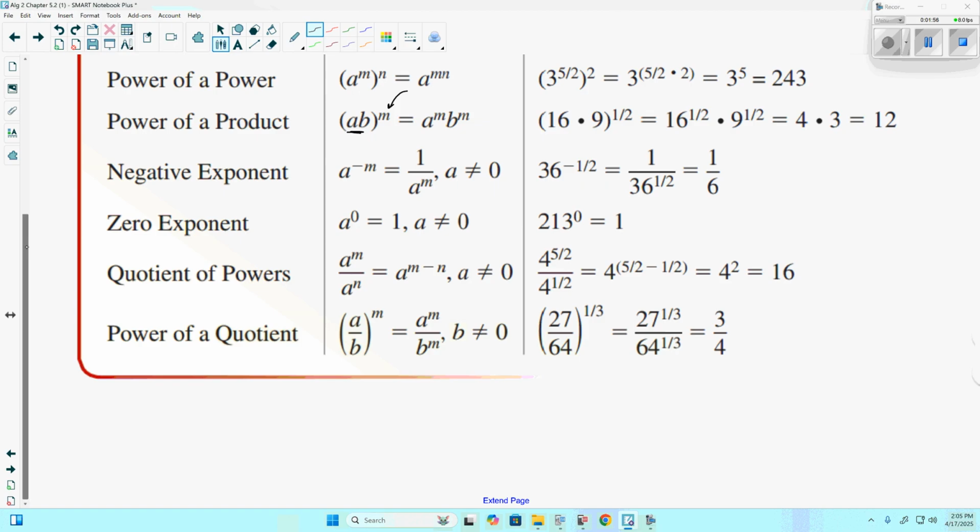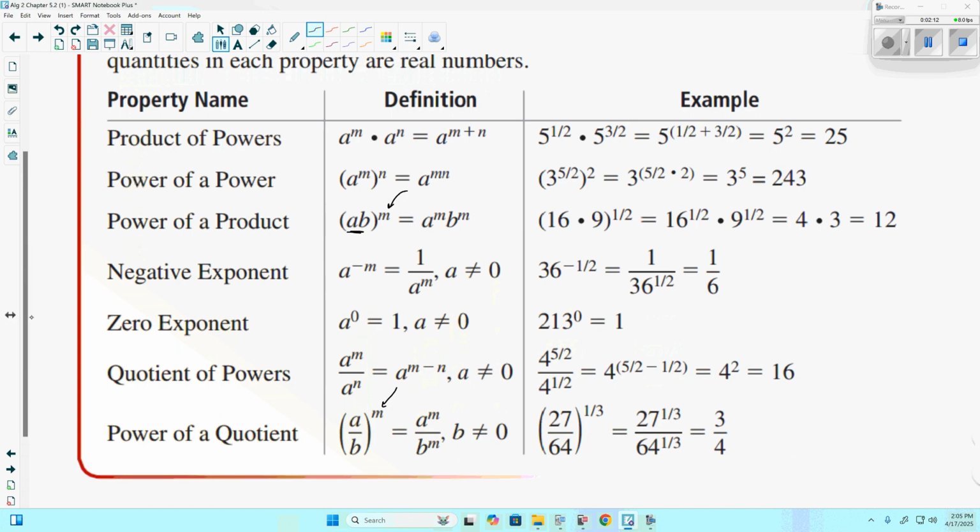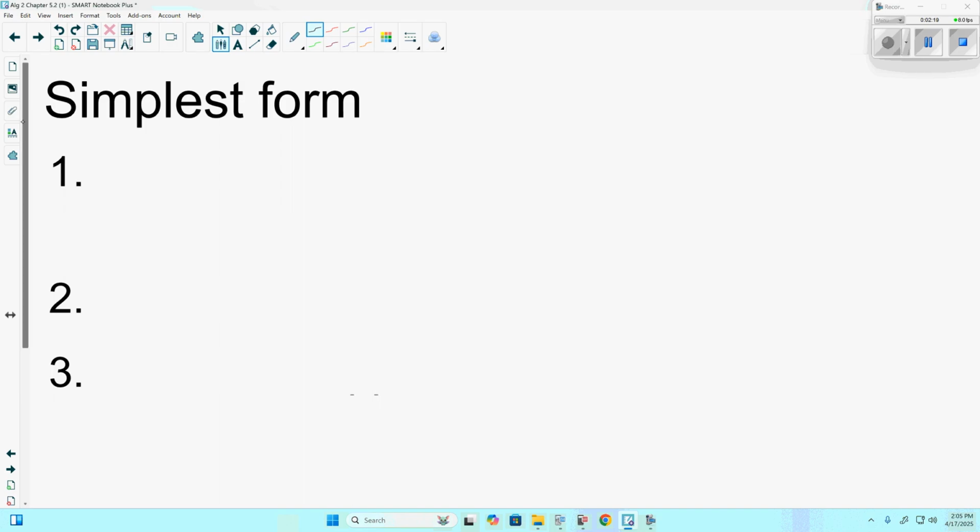Quotient of powers. A to the m divided by A to the n. When we divide like bases, we subtract the exponents. And power of a quotient. When we're dividing two things and they're both to the same power, we can apply that power to both terms. Most of these properties of exponents we've used before, and we're going to use them to simplify these rational expressions.